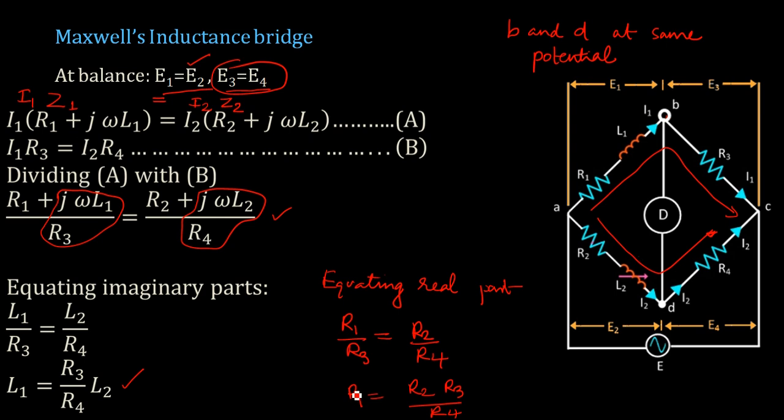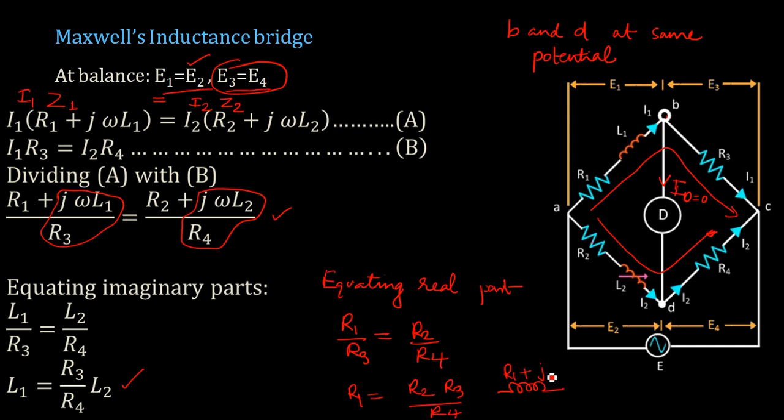Now the value of R1 can be obtained by balancing R3 or R4. So you will be adjusting L2 as well as any one of these resistances to make the detector current or the galvanometer current 0. Once you do that, automatically you will get the value of L1 as well as R1. So once you get L1 and R1, the whole unknown value of the inductor is solved.